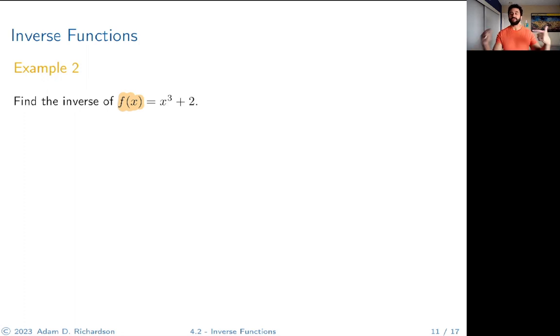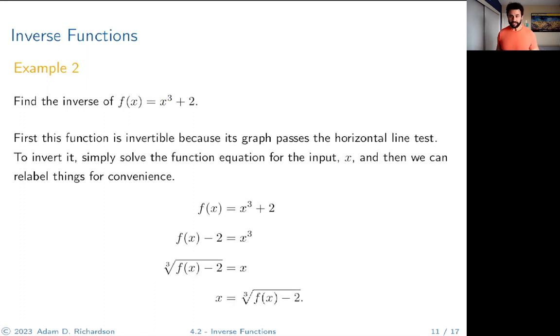So if we want to invert this function, we're going to solve this equation for x. We need to get x by itself, and the way we're going to do it is just with elementary algebra. So here's what you do first. Subtract 2 from both sides, then take the cube root of both sides, and then you're left with this result right here.